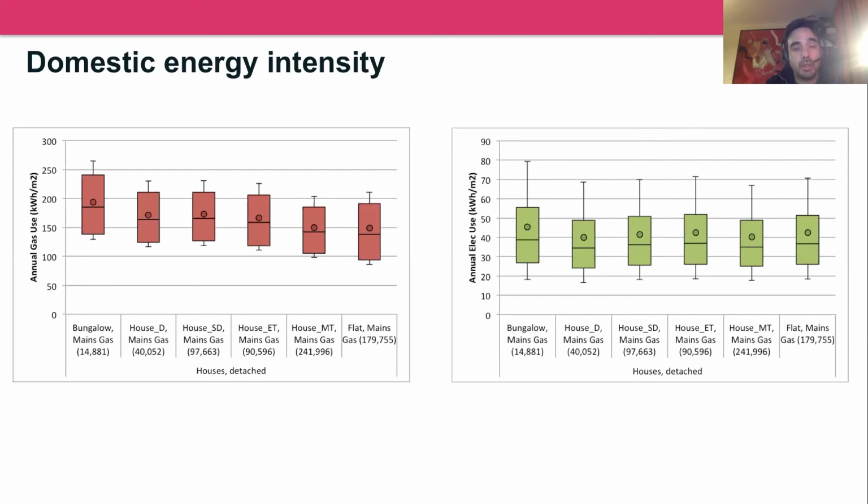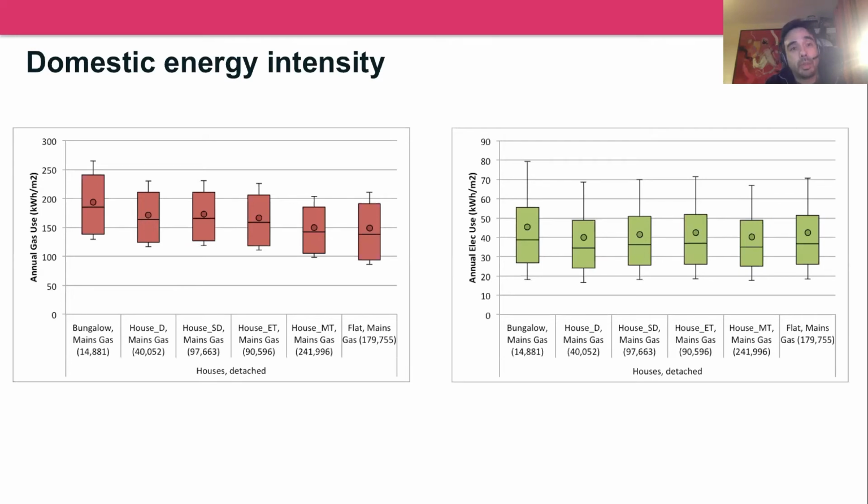These are domestic energy intensity benchmarks that we produced on the left for gas intensity and on the right for electricity intensity. And these are specifically for gas heated dwellings. You can see on the left-hand side, in particular for gas, the influence of built form as gas intensity drops from bungalows and detached houses towards more compact forms of mid-terrace houses and flats. Now, we hope that, subject to approval, these benchmarks will be made available through the CIBSE benchmarking website.